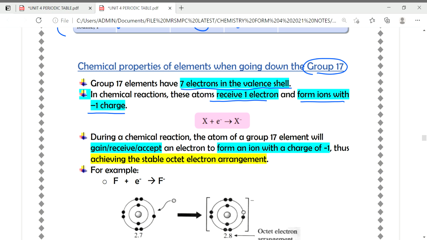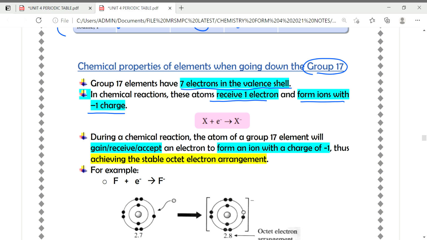Okay, kita dah belajar sebelum ni group 1. Okay, atom hanya group 18 sahaja yang stable. Stable ni macam mana? Stable ni when valence electron ada 2, kita panggil duplet electron arrangement ataupun 8, which is octet electron arrangements. Hanya group 18, we call as a noble gas.